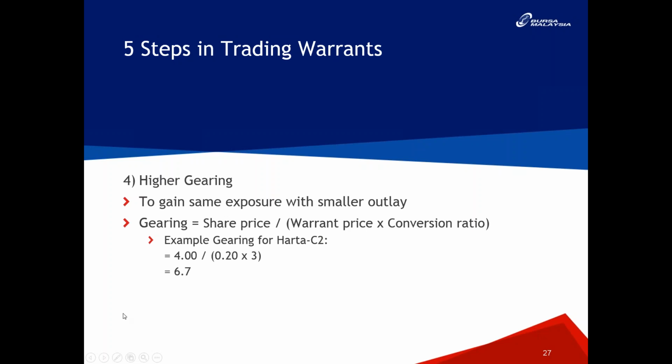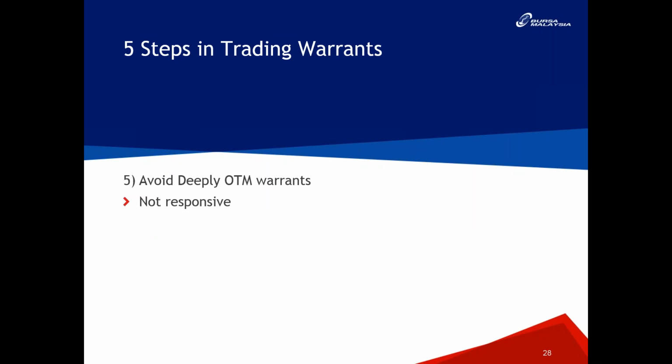Again, using Hata C2, we can see here, share price divided by the product of 20 cents times 3. That is warrant price times the conversion ratio 3. So it is 6.7. 6.7 is a pretty good gearing for any warrants. But when you start to see numbers like 8 or 10, you have to be a bit careful. It's a little bit too high, and it could be because the warrant is due for expiry or the warrant is deeply out of the money. Right?